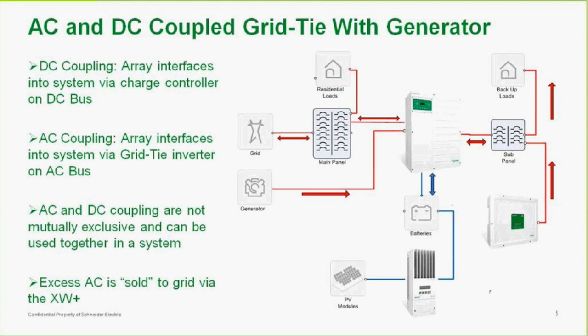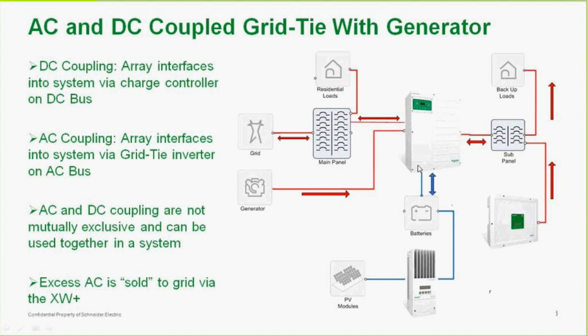These AC coupling and DC coupling things are not mutually exclusive. We can do both. We can do the grid coming in with a generator running loads. We can do backed up loads with a sub panel. We can bring a grid tie inverter into the sub panel to do AC coupling with the XW Plus. We can do a DC controller coming into the batteries to do DC at the same time and manage all these devices. I'm not going to cover sizing today.